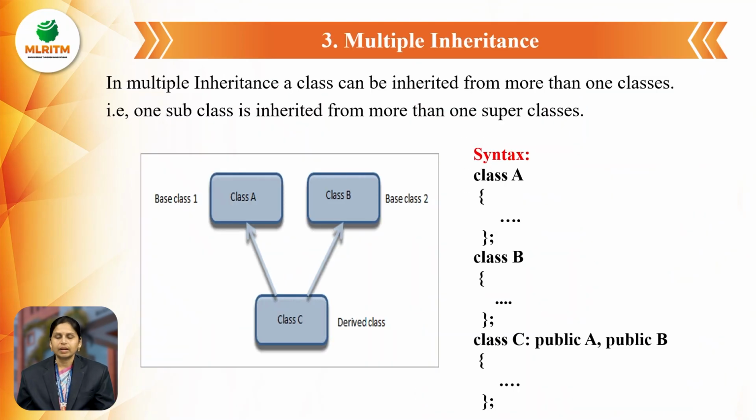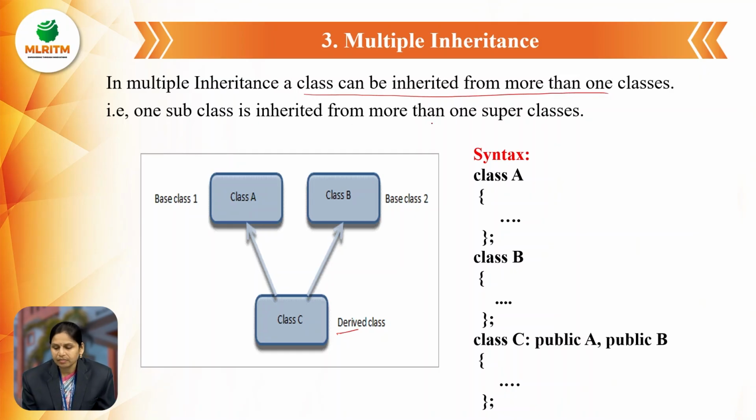Next, go to the third one, multiple inheritance. Multiple means more than one. One child is derived from more than one parent class. Here base class 1, base class 2, and this one is the derived class. This derived class is derived or inherited from the 2 base classes. So you can use more than one base class also. In multiple inheritance, a class can be inherited from more than one class, meaning more than one parent class and only one child class.